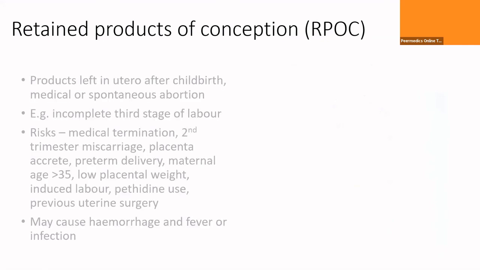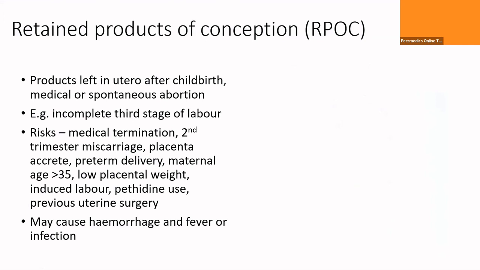Okay, nearing the end, retained products of conception. This is where in the 3rd stage of labour, it's generally been delayed for some reason. You consider the 3rd stage of labour delayed if it's not complete by 30 minutes with active management, or 60 minutes if it's a physiological 3rd stage, where you aren't actively managing it and you're just going for it. And then for whatever reason you pull the placenta out and you notice when you inspect it that it's incomplete. So there's some products that have been left in utero after childbirth, or a medical or spontaneous abortion. So it's not just with childbirth, it can be with other kinds of evacuation of the uterus as well.